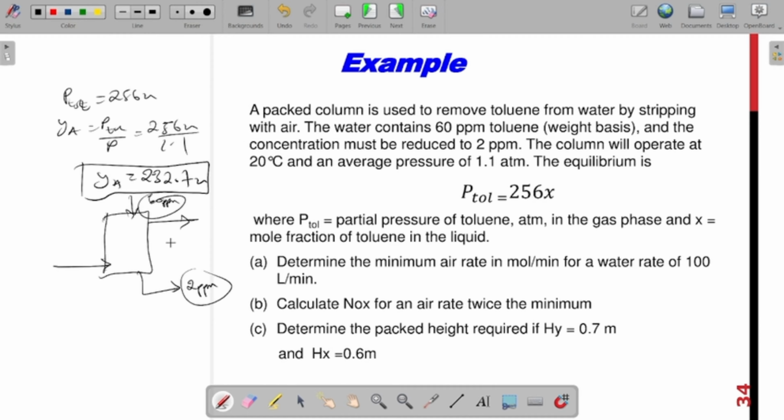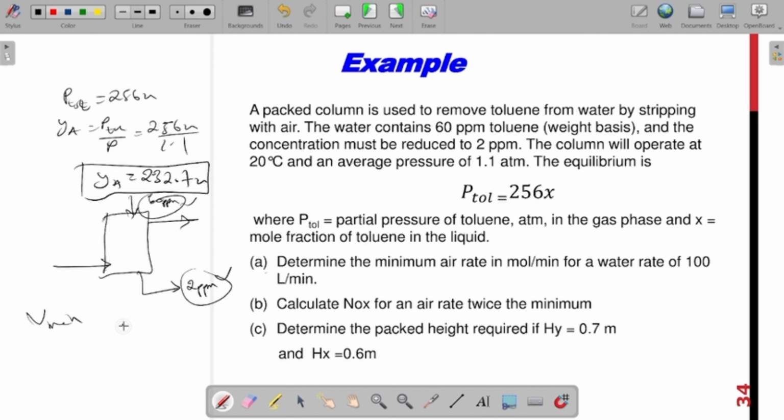And you are talking about water and toluene. So your water contains 60 ppm toluene. So you try to get the 60 ppm and 2 ppm in terms of mass fractions. Then we can write the balance around the whole thing, the component balance. You can use that one to find the minimum air rate. Where is the V minimum?